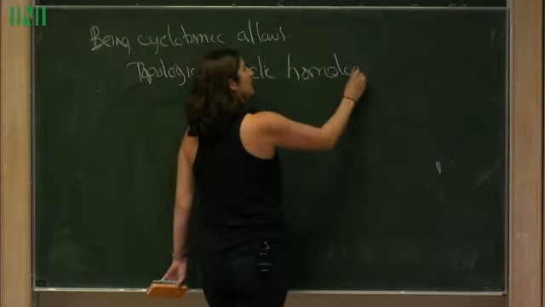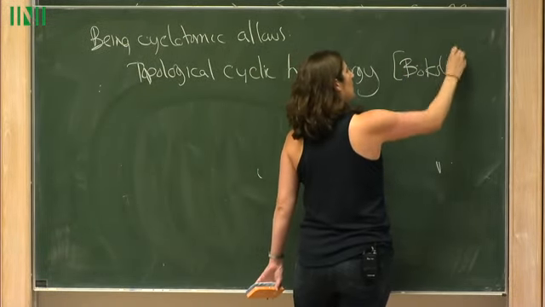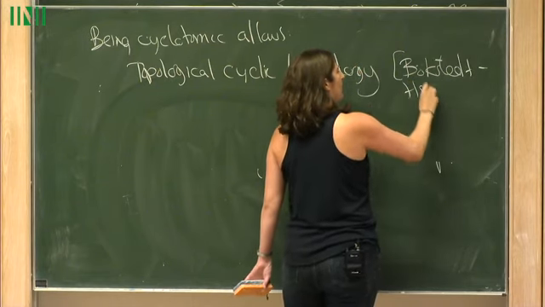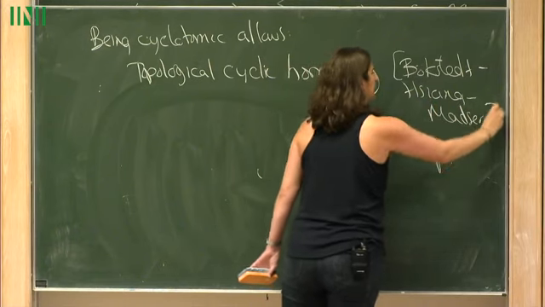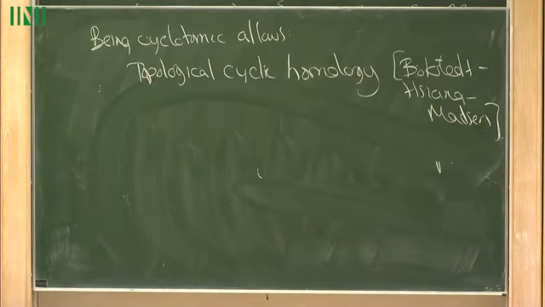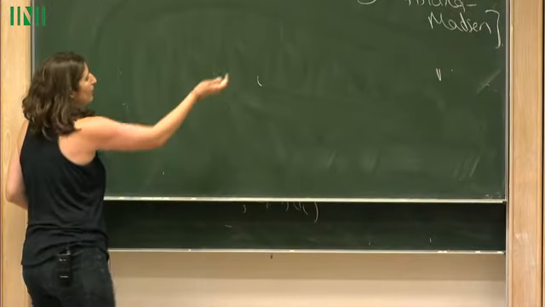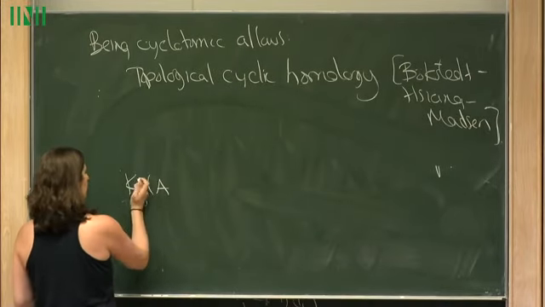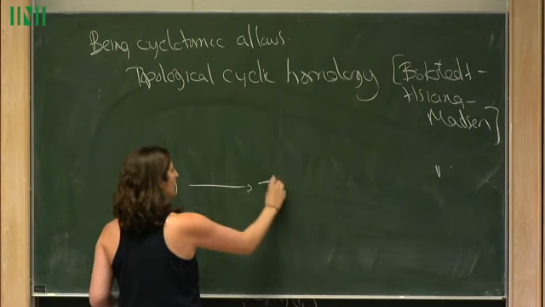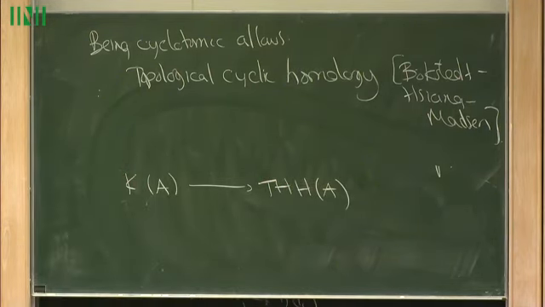And topological cyclic homology was originally defined by Bökstedt, Hsiang, and Madsen. So let's just briefly recall how that goes, because that's going to be important for us as well. Okay, so topological cyclic homology. Well, where were we? We had algebraic K-theory, and we had this map to topological Hochschild homology. That was the topological Dennis trace map.